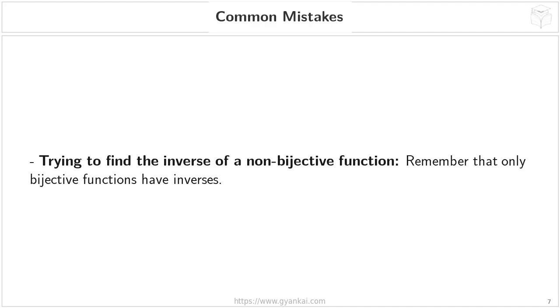Common mistakes. The first mistake is trying to find the inverse of a non-bijective function. Now, remember from earlier, we established that an inverse function only exists if the original function is bijective. That means it has to be both injective, or one-to-one, and surjective, or onto. If a function isn't both of those things, it doesn't have a proper inverse. You'll end up with ambiguity or a relation that doesn't quite behave like a function. So, always check for bijectivity before attempting to find the inverse.